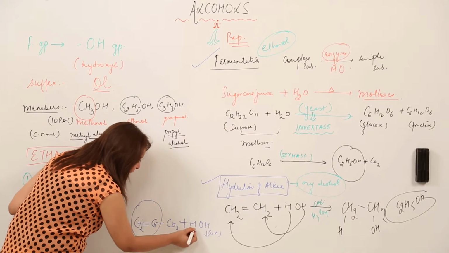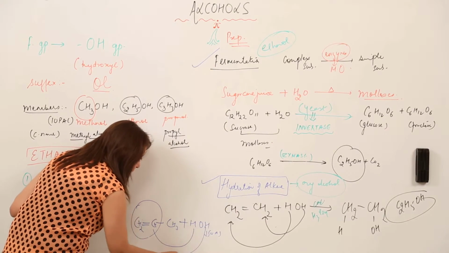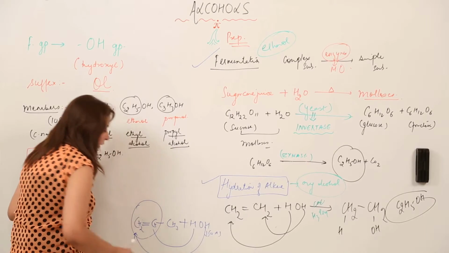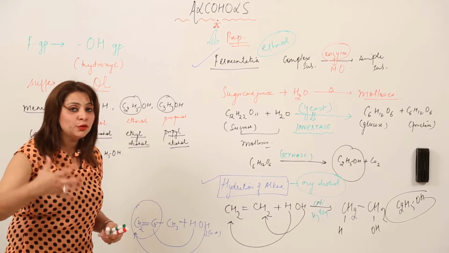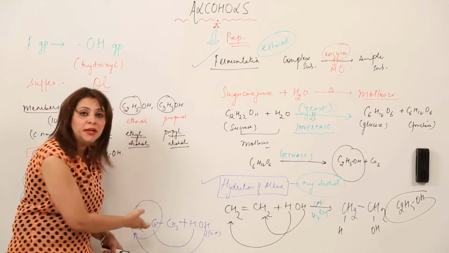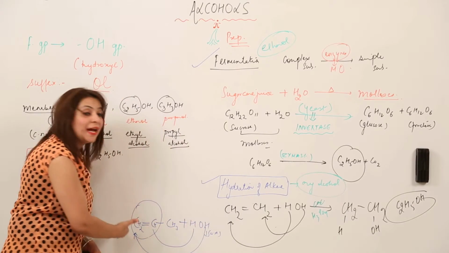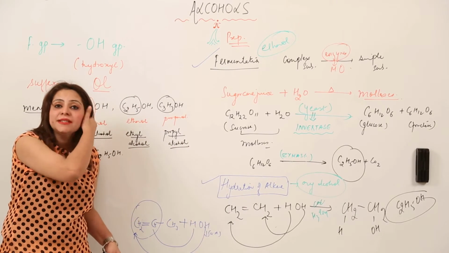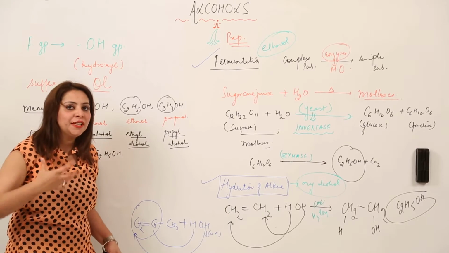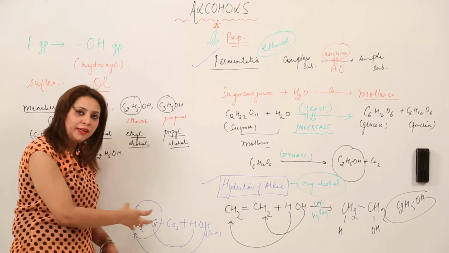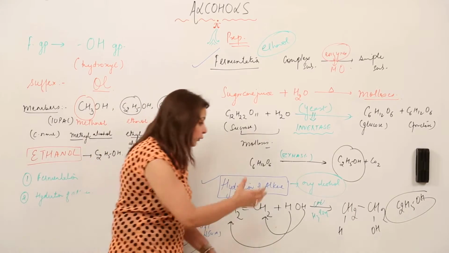This H is going to attach here and this OH is going to attach here. Now, like I've told you, this H is going to attach to the middle carbon and this OH is going to attach to the terminal carbon. Now what is the reason behind this? Do you have any idea why I'm telling you that you need to attach things this way in this case?